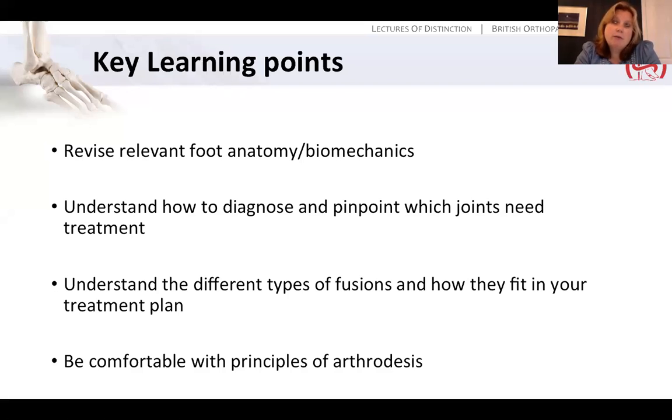You can describe a fusion by the anatomic location, but there are different types of fusion which we'll go through and how they fit into your treatment plan, because foot and ankle isn't really about just having one operation and saying this is what you do for a given problem. It's about having a whole range of tools in your toolbox, and you choose what you need to do for each patient, and you fit your treatment plan based exactly on what that patient needs and what their deformity or pain or problem is. And then I want you to be really comfortable with the principles of arthrodesis, so if you have to fuse a joint, you know what you're aiming to achieve.